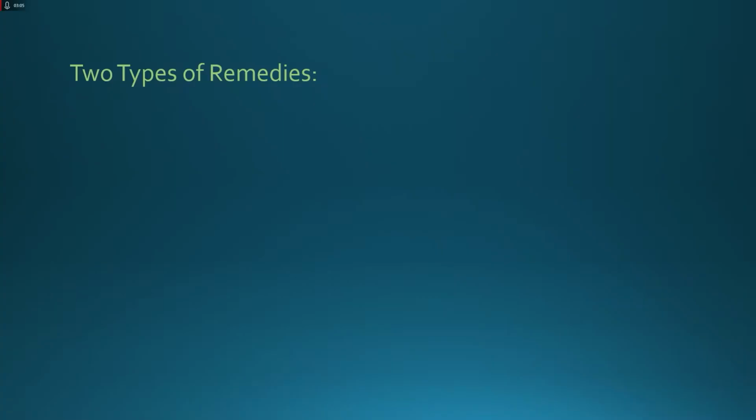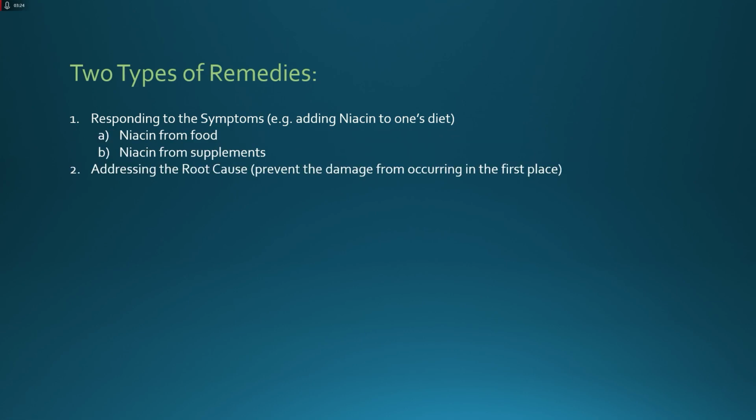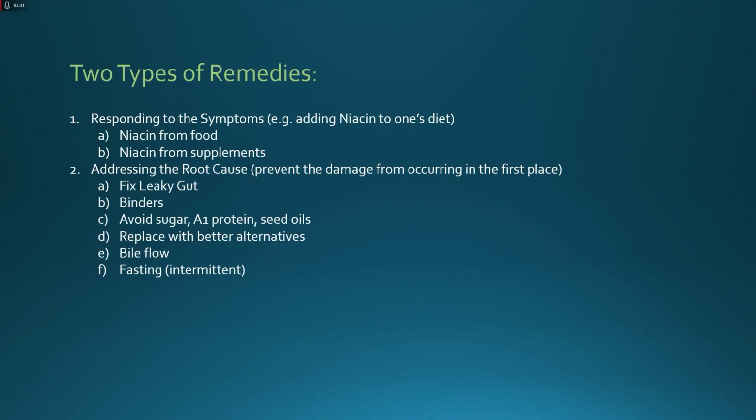Two types of remedies. One, responding to the symptoms, for example, adding niacin to one's diet. And two, addressing the root cause: prevent the damage from occurring in the first place. So for part one, you can get niacin from food or from supplements. And for part two, root cause: fix leaky gut, binders, avoid sugar, A1 protein, and seed oils, replace with better alternatives, bile flow, and intermittent fasting.